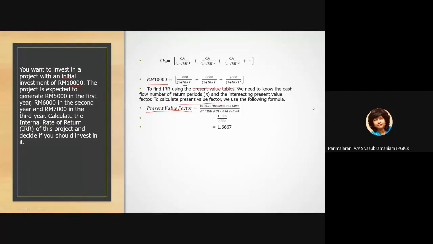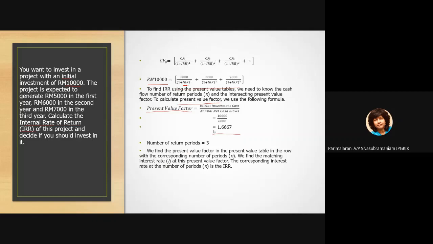So we have 1.6667. So now we know that the number of return periods is 3. The project's life is 3 years. So now we want to find the present value factor from the table in the row corresponding to 3 years. Then we find the matching interest rate. Okay, how do we do that?